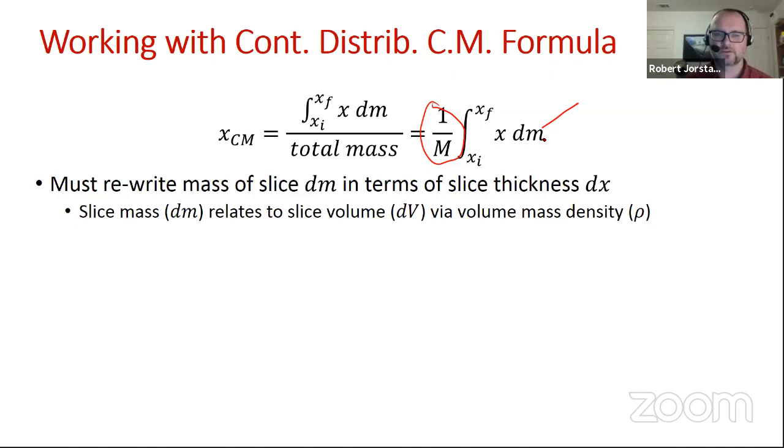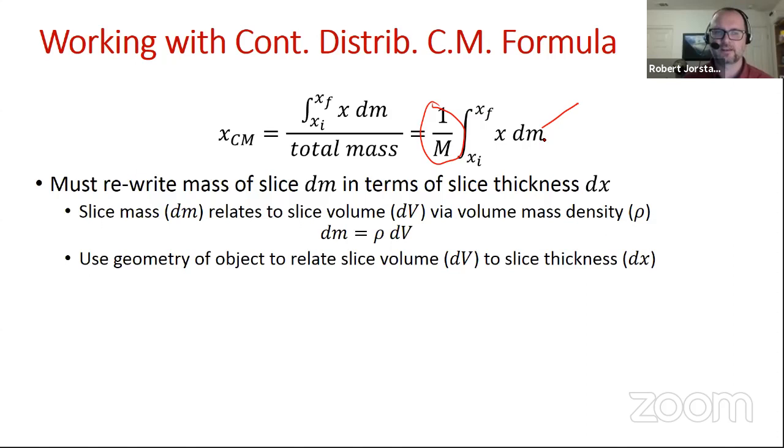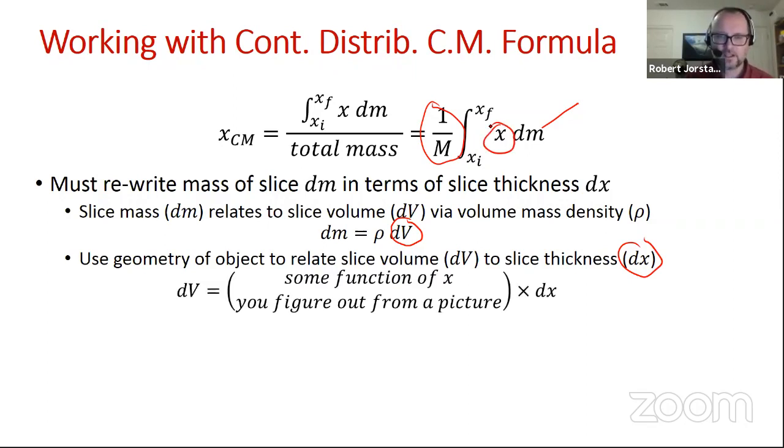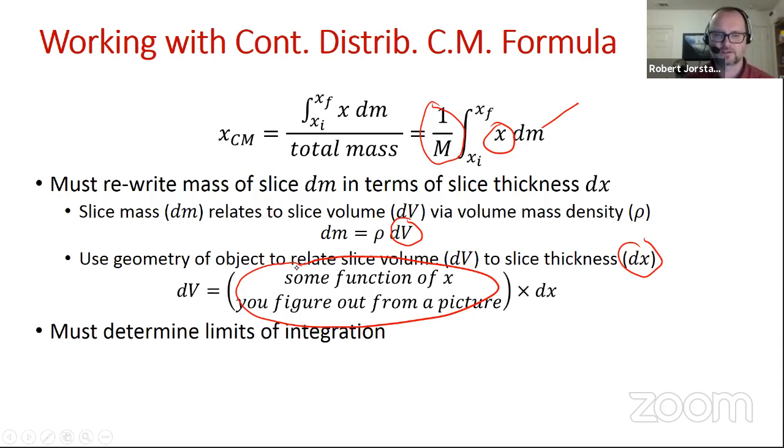So first thing you usually do is relate dm to volume. A dm is called the mass of a slice. So we've got to get that involved, and we can use a density equation. That looks like this. More on that later. And generally, we then use the geometry of the object to relate the slice volume, dV. We relate that to dx so we can do an x integral. Usually you do that with a picture, and you have to figure that out using some math. More on that later. Don't forget to determine the limits of integration, x final and x initial.